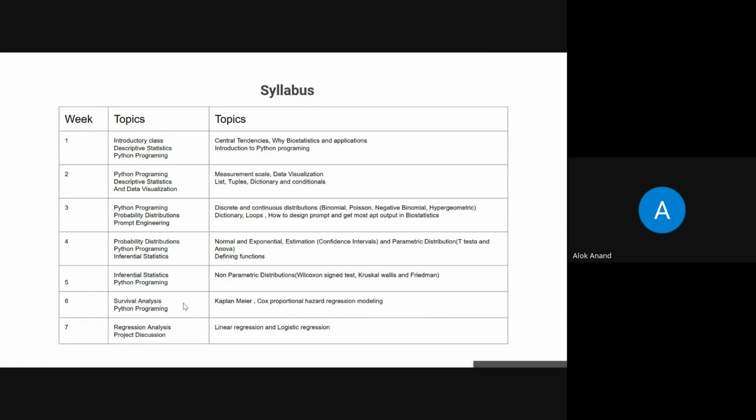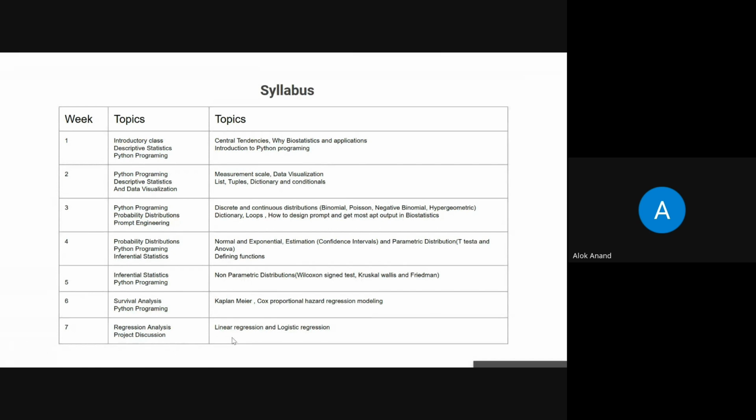Then followed by week 6, we'll be looking at survival analysis and its applications in detail. What we mean by survival analysis, we'll see in the coming slide. In this, we'll be covering Kaplan-Meier, Cox proportional hazard regression modeling, and a few other models as well, to compare the survival of the patients if they were given some regimen. Then we will end the course by covering regression analysis and the project discussion.